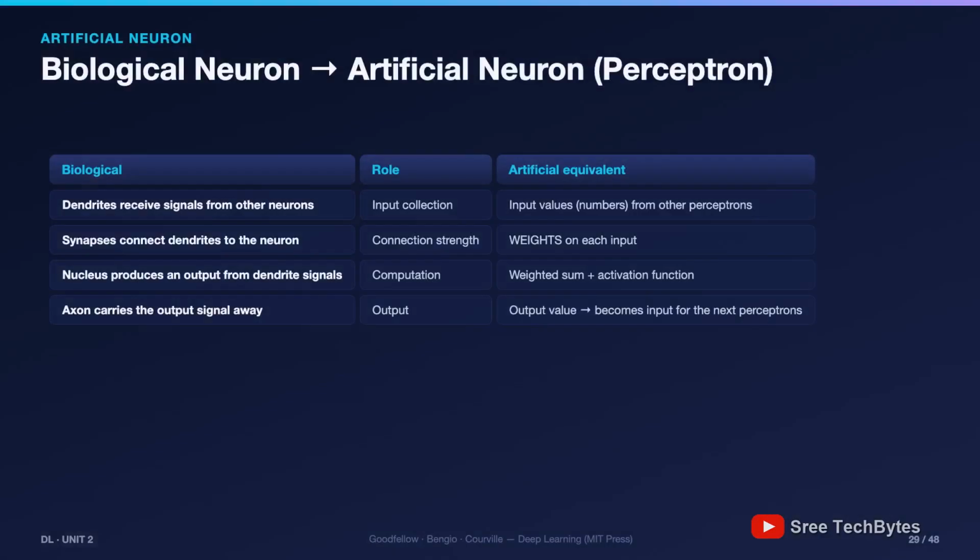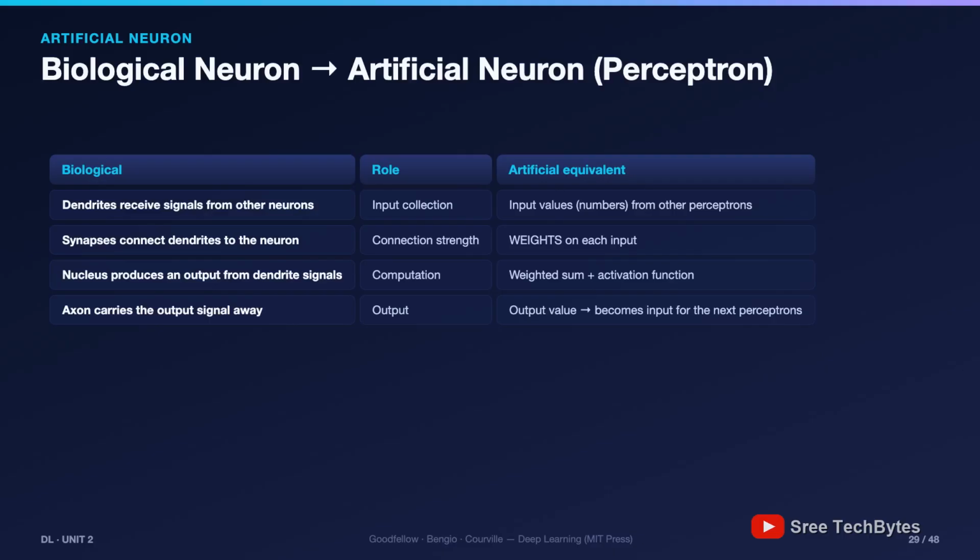Here's the great translation: biology to mathematics, row by row. Dendrites receive signals from other neurons. In the artificial neuron, that's the inputs, plain numbers arriving from other units. Synapses, the connection strengths, become the weights on each input. Strong synapse, big weight. The nucleus, producing an output from the incoming signals, becomes the computation, a weighted sum passed through an activation function. And the axon, carrying the output away, becomes the output value, which feeds the next layer of perceptrons.